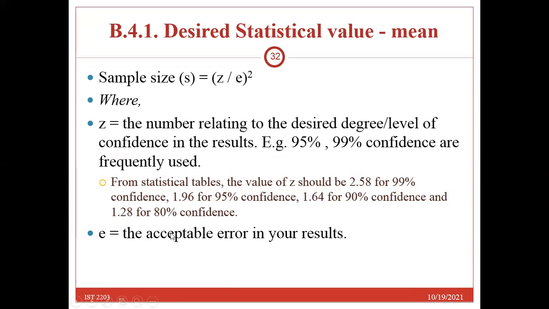And then E is the acceptable error in your results. You may say, well, a sampling error of 5% would be okay. That's really the error that they normally use.